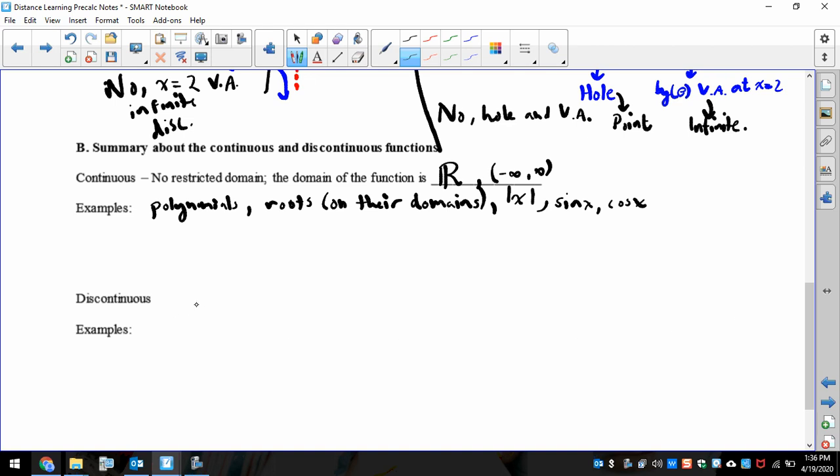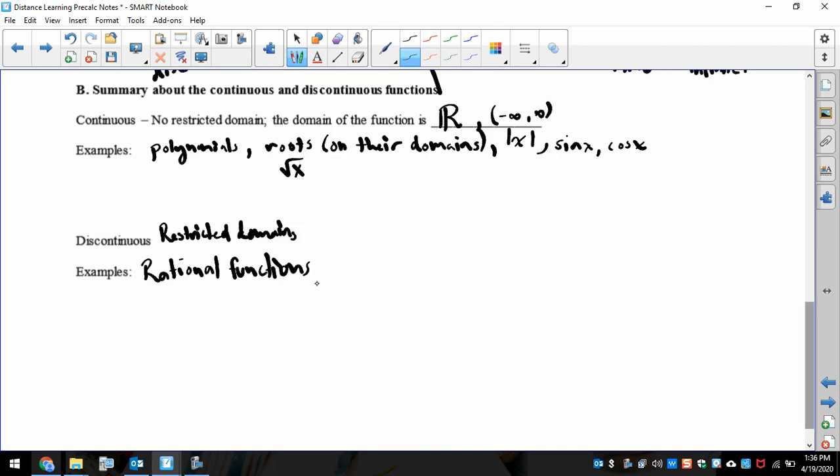Now, discontinuous functions usually have restricted domains. But that's not always the case. Like the square root function, for example, has a restricted domain and it's continuous everywhere on its domain, as long as x is not negative. If x is negative, then the function's undefined. So usually it's restricted domains like rational functions. So I'll say down here in examples, we'll say rational functions. So what do I mean by rational functions? Rational functions are these two examples, E and F. So we'll say examples E and F.